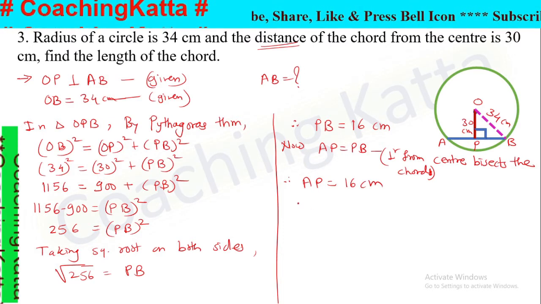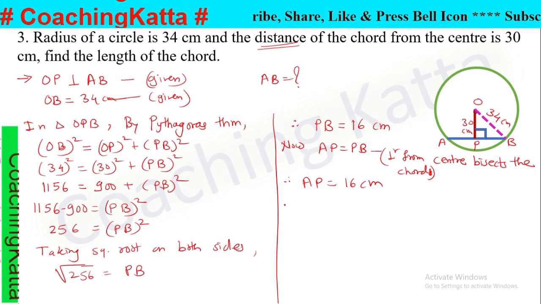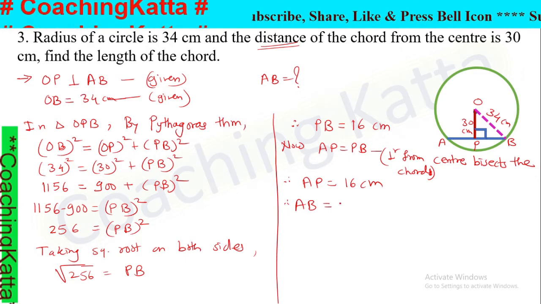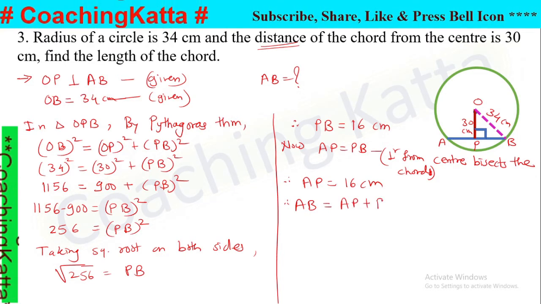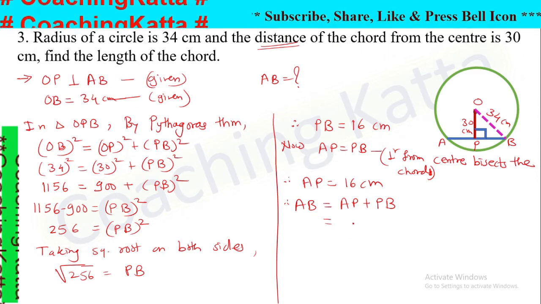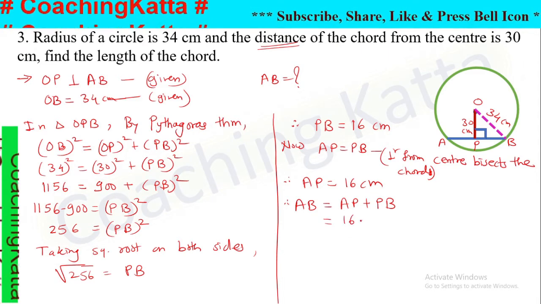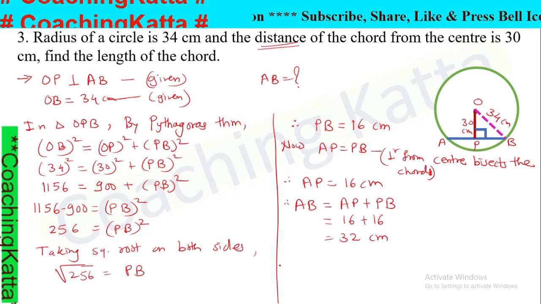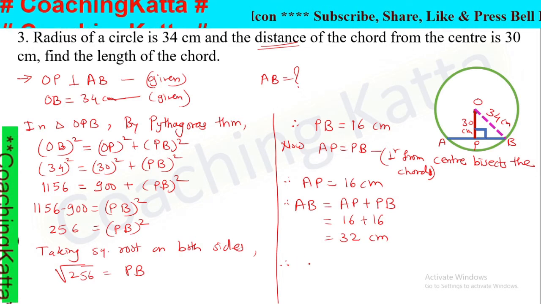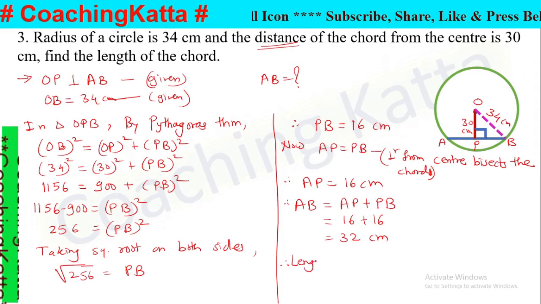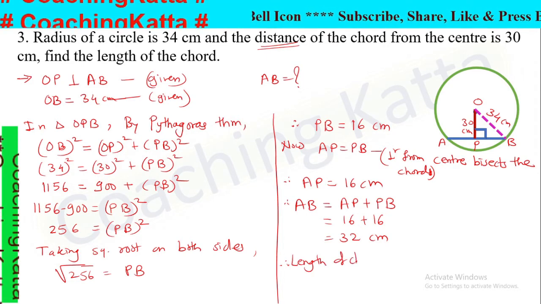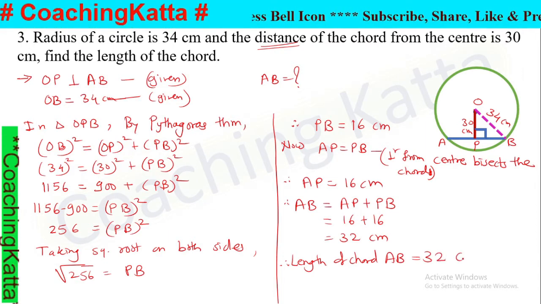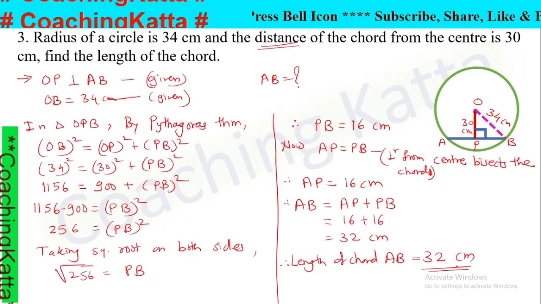But we have to find the value of AB, means length of AB, chord AB. So AB equal to AP plus PB, and now put the values of AP and PB. 16 plus 16 equal to 32 centimeter. Therefore write the answer like this: length of chord AB equal to 32 centimeter, and that's the final answer.